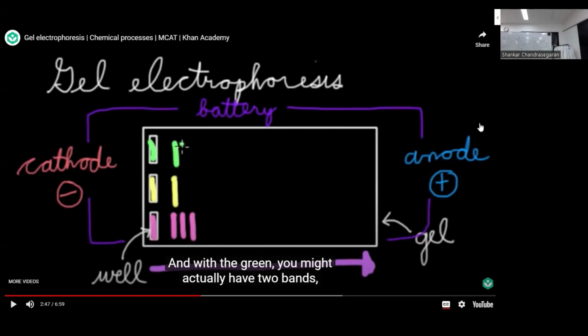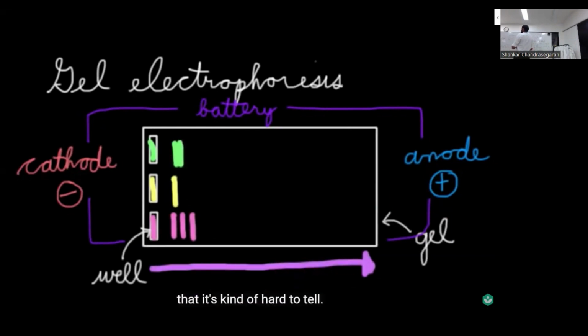Since the pores allow smaller fragments to get through very quickly, the smaller fragments will end up at the very end of the gel. Remember, it is very much a size-based thing. These pores are size-based. They will let the shorter fragments get through. Bigger fragments will take more effort and more time. You might actually have two bands, but they're still so close together that it's hard to tell.